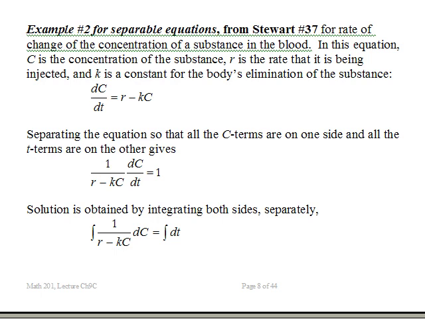R is the rate at which it is being injected, say through some IV drip. And K is a constant for the body, or typically the liver and the lungs, elimination of that substance. We call that K. And here's the differential equation governing the situation. The rate of change of the concentration with time equals the rate at which it's being injected minus Kc, which is the elimination from the body.